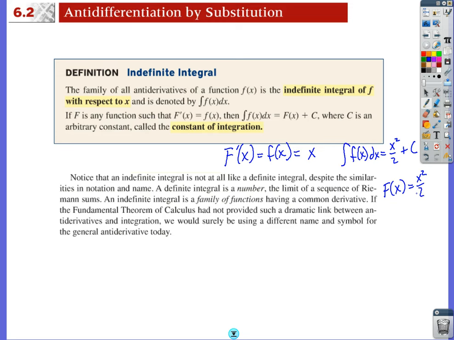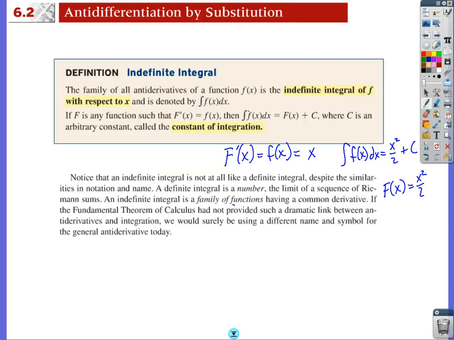Another interesting thing of note down here is that an indefinite integral is a family of functions having a common derivative. If the fundamental theorem of calculus that we just got done talking about had not provided such a dramatic link between the derivatives and the antiderivatives and the integration part of it, of finding the area underneath the curve, we would be having some different type of notation here.